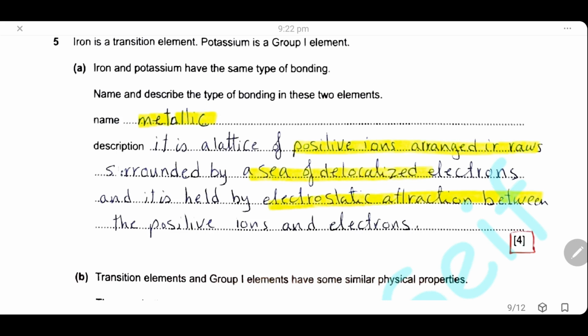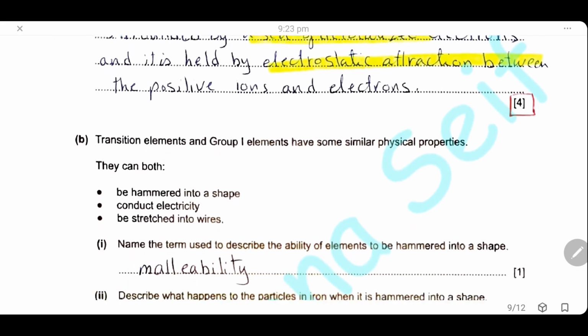1 mark will be for the name of the bond, metallic bond. The second one will be for the positive ions arranged in rows. The third one will be for the delocalized electrons. And finally, for how this lattice is held together, it is held by the electrostatic force of attraction. That is how you can get the 4 marks for this question.